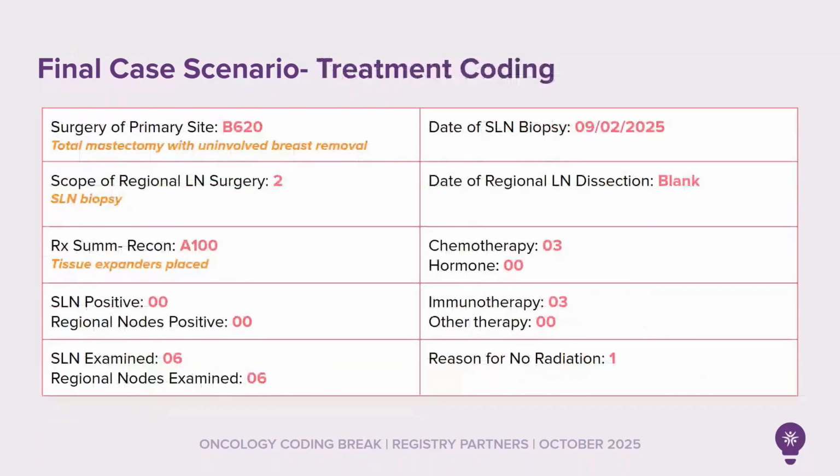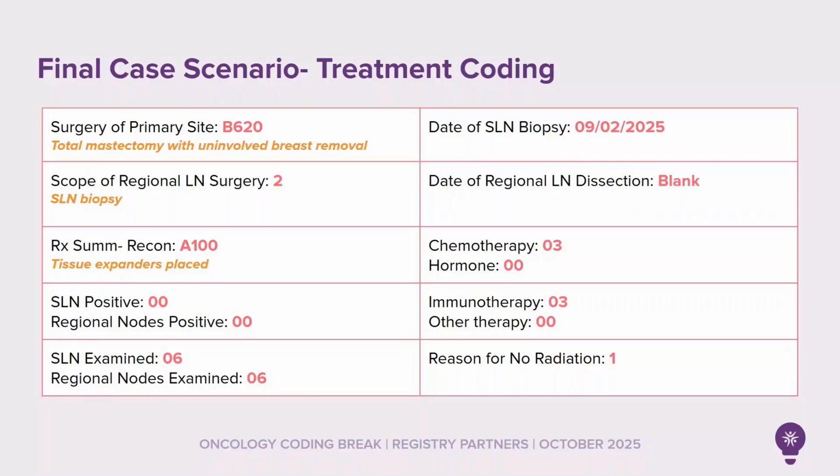For treatment coding, surgery of the primary site will be B620 using the 2025 surgery codes. The total mastectomy is under code B600 with the removal of the uninvolved breast is B620. Scope of regional lymph node surgery will be 2 for the sentinel lymph node biopsy. RX summary reconstruction is A100. Tissue expanders were placed as the immediate reconstruction.